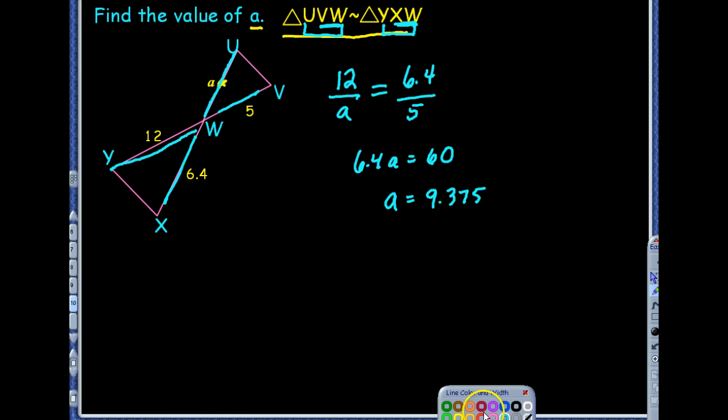All right, so if you think about it again, the reason why we knew which matches was looking at the similarity statement. So YW corresponds to UW, so that's why we did 12 to A, and then XW, all right, XW is right here, to VW. That's why it was doing that.